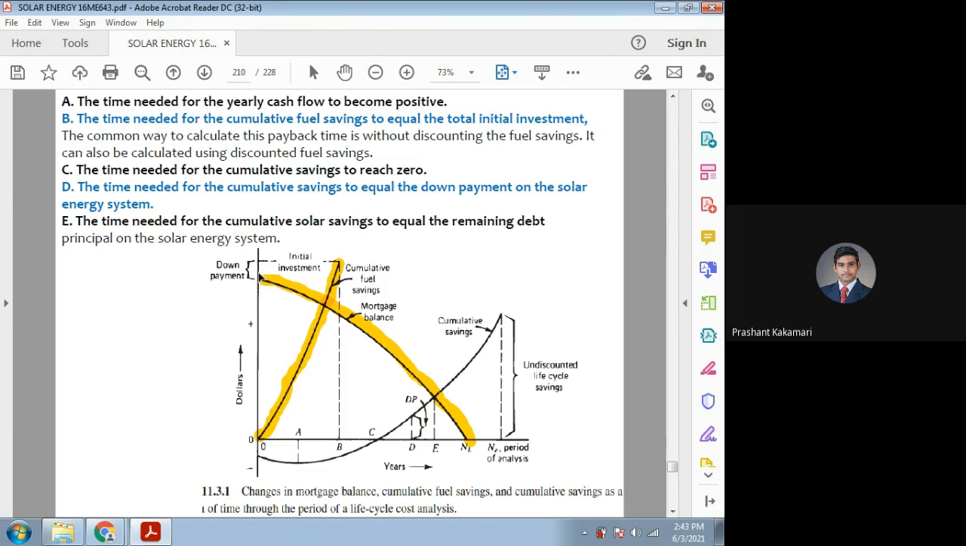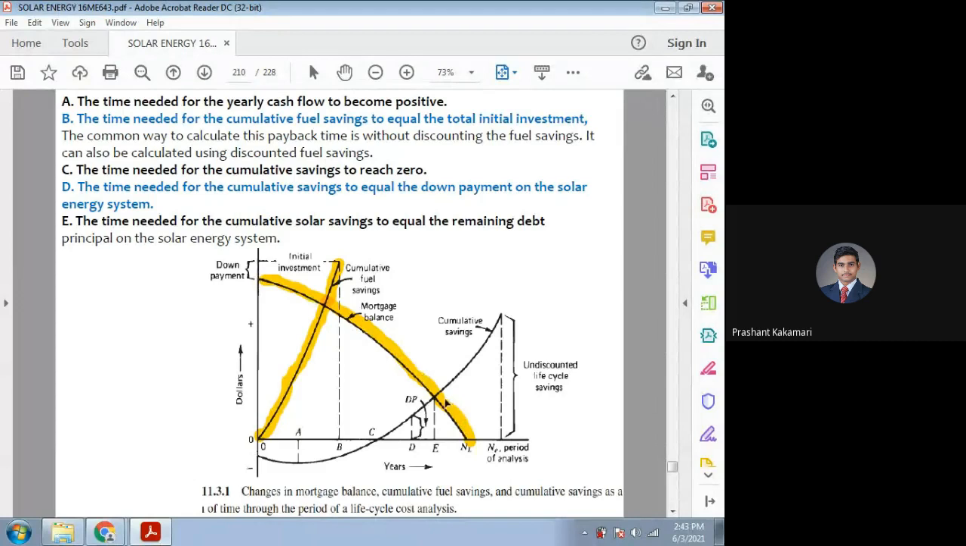Because of the loan, the vendor or the solar system supplier may give the system for a given down payment. After this down payment, the total huge investment is reduced to some value. That small value you have to pay initially, then the remaining amount you pay in terms of EMIs with some interest rate. So over the period, whatever the total loan amount taken, it will go on decreasing.